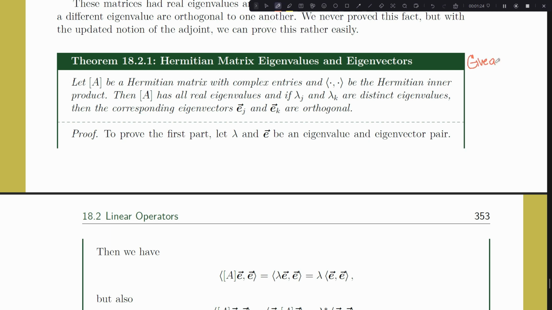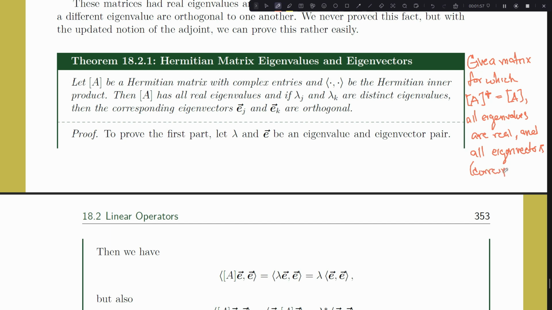So given a matrix for which the adjoint is equal to itself, all eigenvalues are real. They're real numbers. And all eigenvectors (parentheses, corresponding to distinct eigenvalues) are orthogonal. And orthogonality is a pretty strong condition, right? And it's a very nice condition.